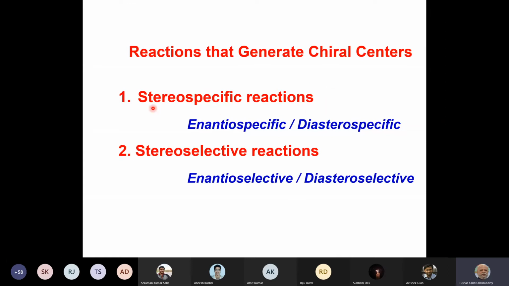Then we learn how to make those chiral centers. There are two kinds of reactions that we'll talk about. One is the stereospecific reaction, which could be enantiospecific or diastereospecific. And then we'll also learn a few examples of stereoselective reactions, where it can be both enantioselective as well as diastereoselective.